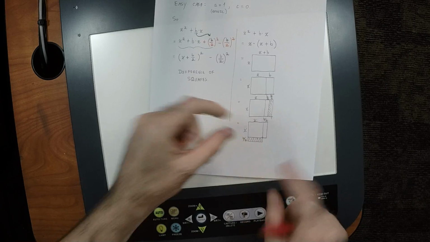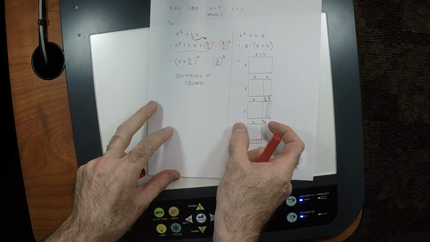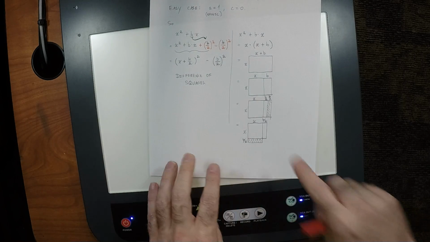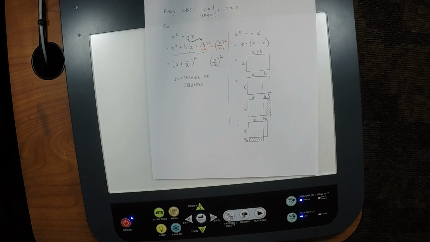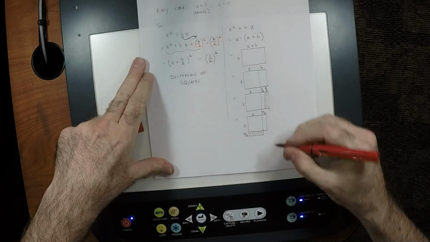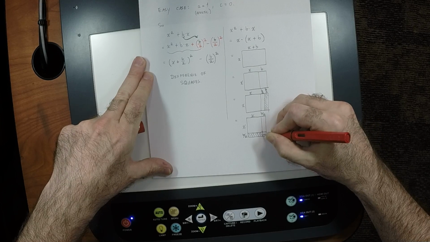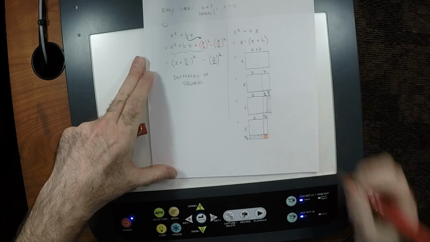X plus b over 2. And how wide is it? X plus b over 2. So you're telling me that, except for that corner that's missing, this thing would be a square. You might even say that this square might be considered to be incomplete. So, I can't stand that. I'm going to just fill it in. Oh, and now it is a square, right? Because I filled it in.